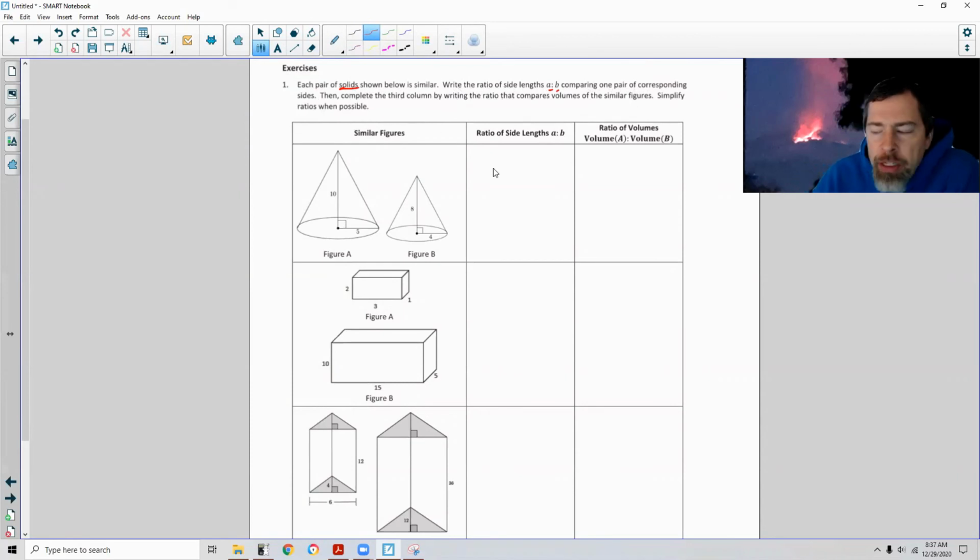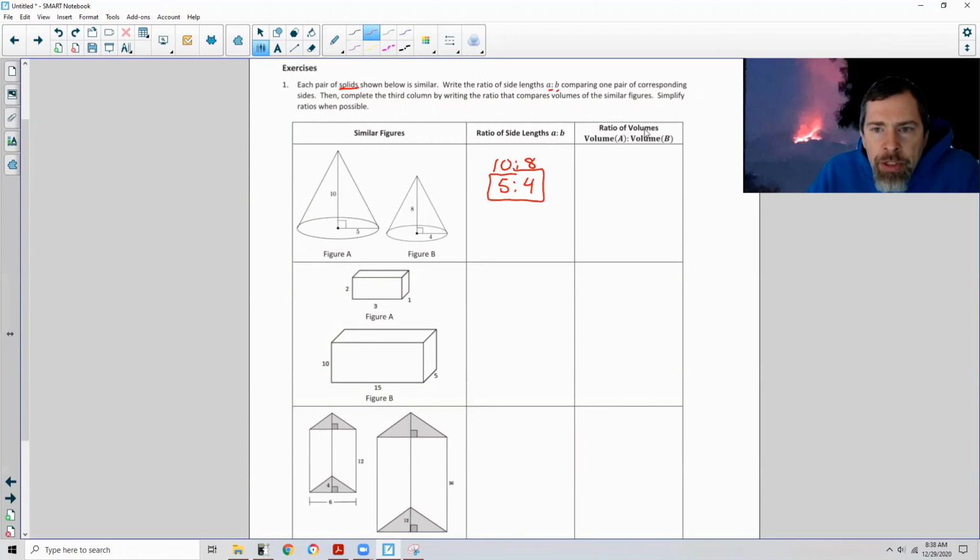Simplify ratios when possible. Okay, so I'm going to take the height to height, which is 10 to 8. The radius of the circular base is 5. The radius of this circular base is 4. 10 to 8 divided by 2 is 5 to 4. So there is our reduced ratio.